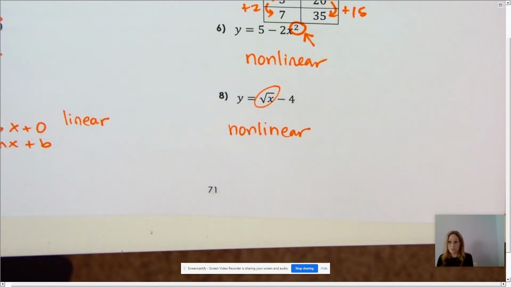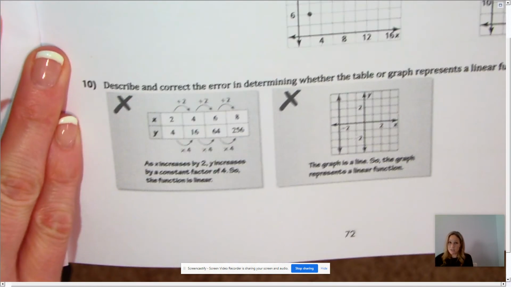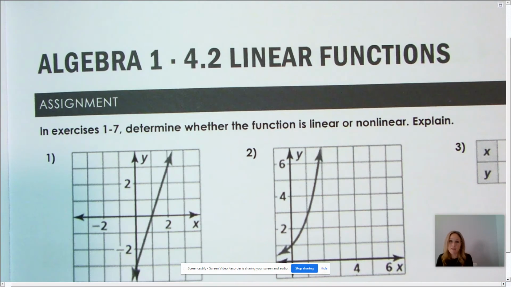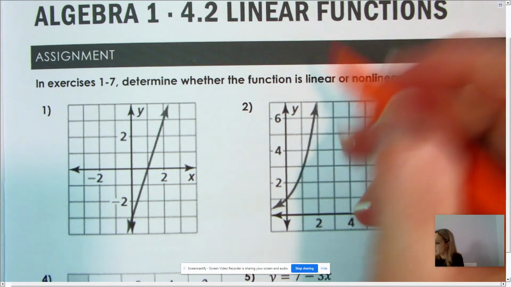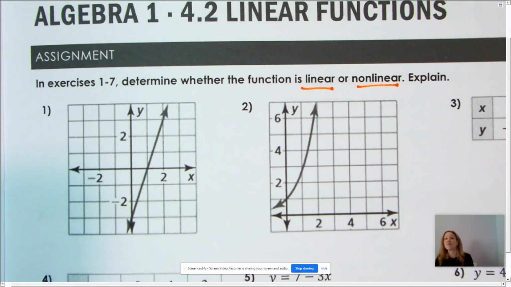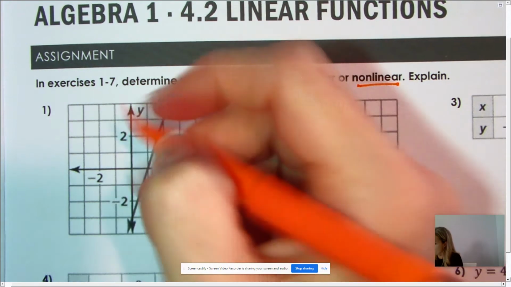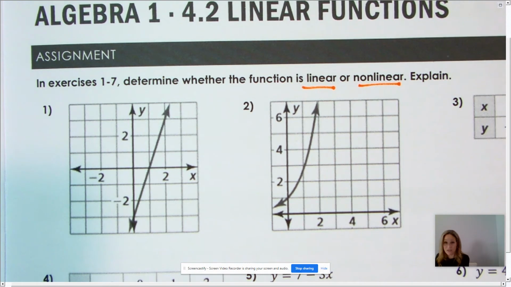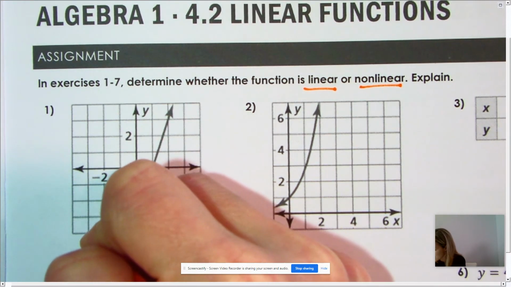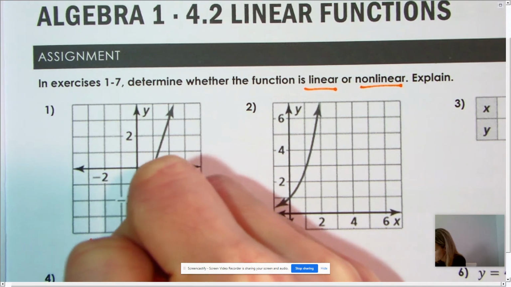Question number 1 in our homework. So what I would like for you guys to do is go ahead and hit pause on the video. Try problem number 1. All you're doing is determining, is it linear or nonlinear? Write one of those words and then hit play when you're ready. So this one does make a straight line. It's not a vertical line, so I know it is a function. So this one is, in fact, linear.